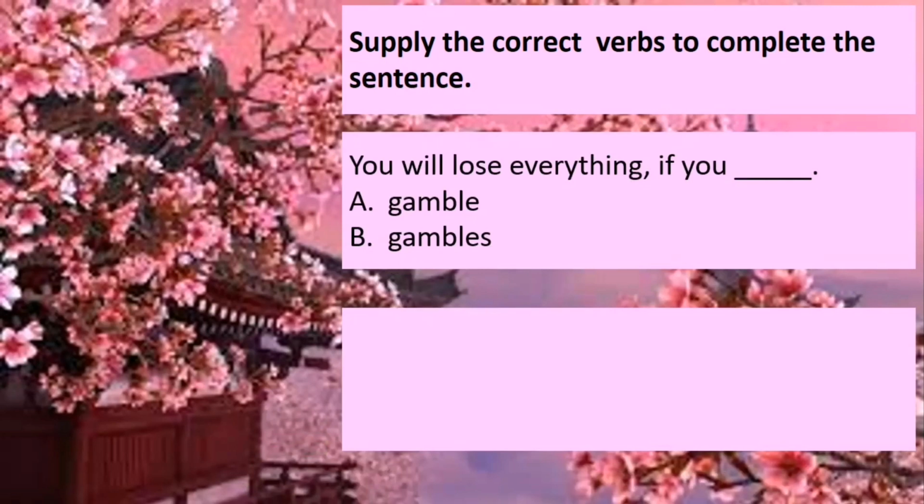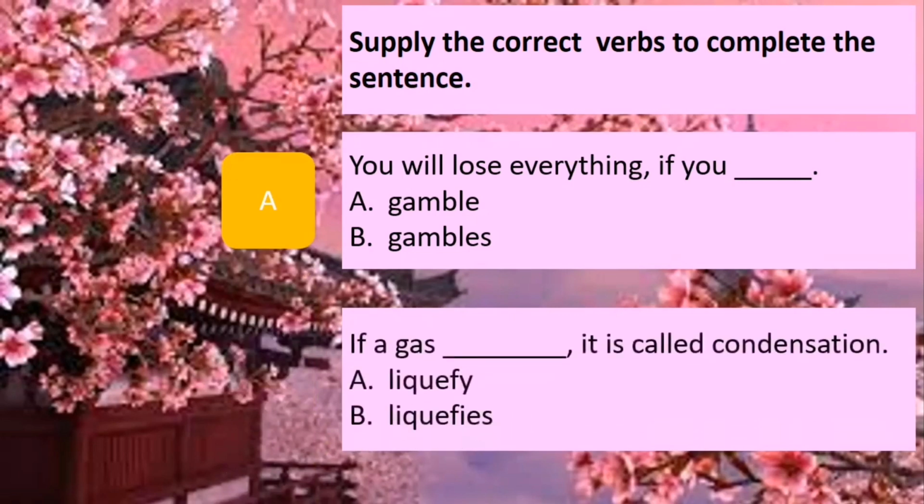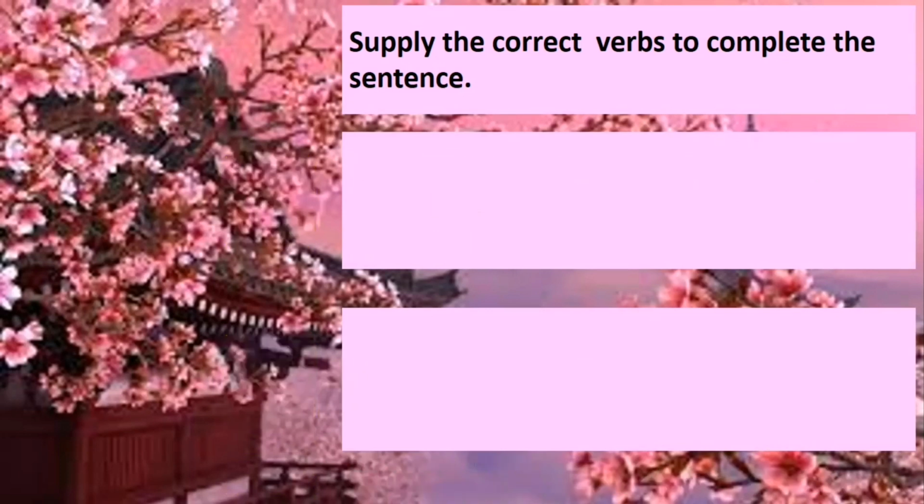Next is, you will lose everything if you blank. So your answer is A, gamble, or B, gambles. Well, the answer is A, gamble. You will lose everything if you gamble. Next, if a gas blank, it is called condensation. Is it A, liquefy, or B, liquefies? Well, that is B, liquefies. If a gas liquefies, it is called condensation.